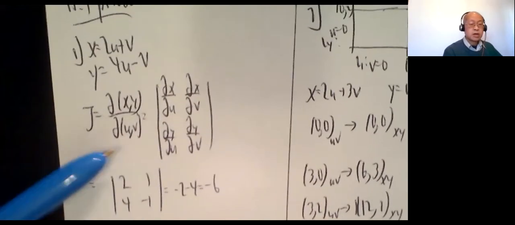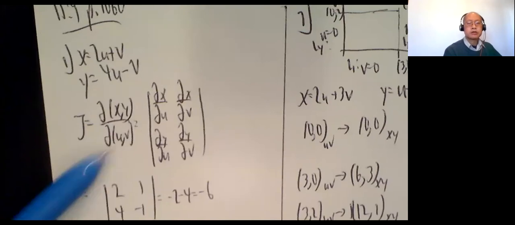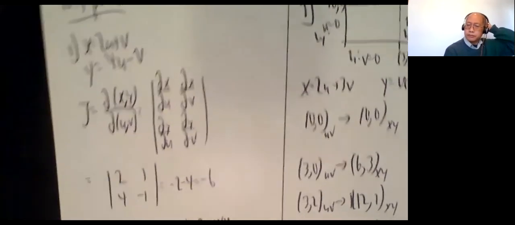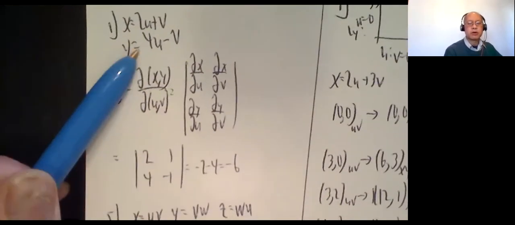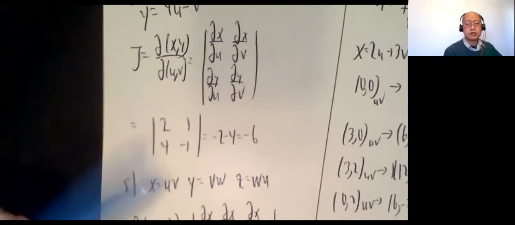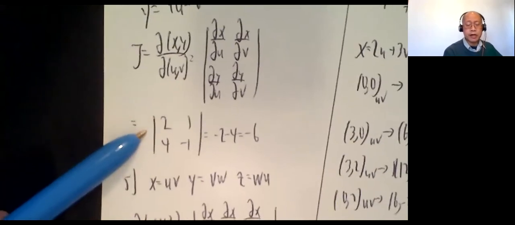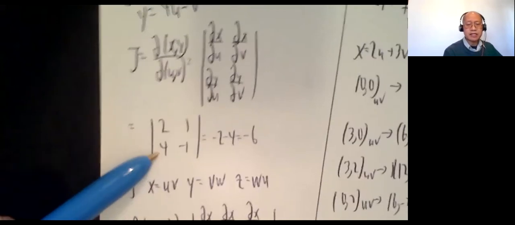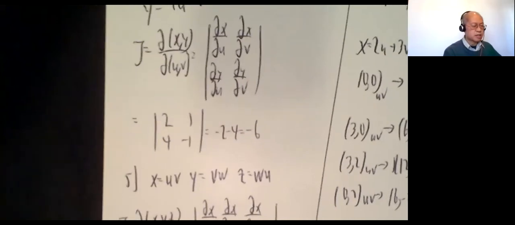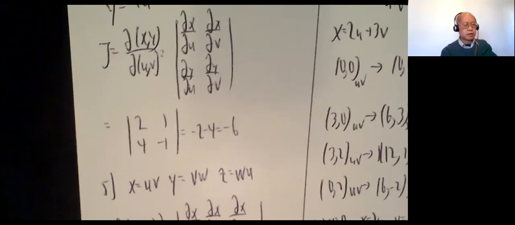Very straightforward. Okay, so partial of x with respect to u, 2. Partial of x with respect to v, 1. Partial of y with respect to u, 4. Partial of y with respect to v, negative 1. Okay, then I figure out the Jacobian. I have to watch out. This is not absolute value. This is evaluating a 2 by 2 determinant. So it's just that times that minus that times that. So negative 2 minus 4, negative 6. Okay, so that's pretty straightforward.